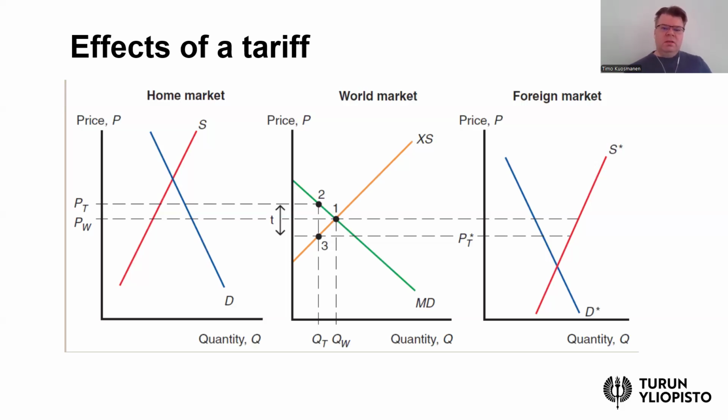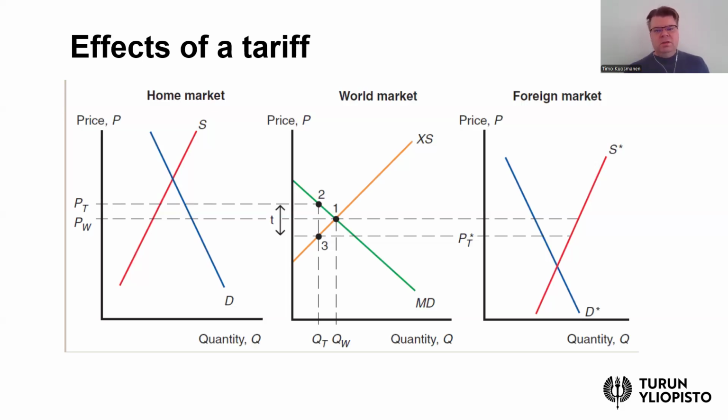Notice that these demand and supply curves are somewhat flatter than in the home and foreign markets. This is because both supply and demand are more elastic in the world market, since demand is the aggregate of the demand of both countries, and similarly supply is the aggregate of the supply of both countries. So both demand and supply are more elastic in the world market.